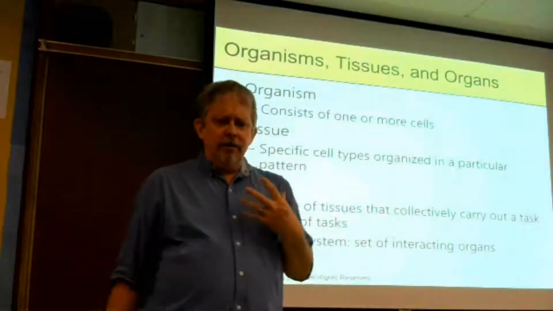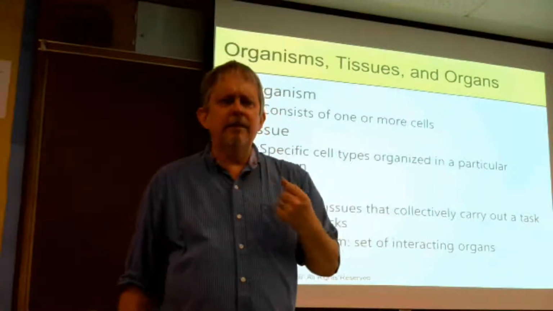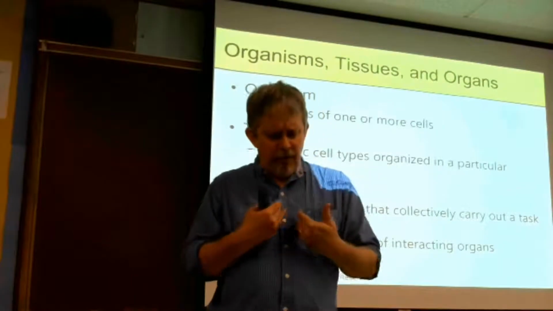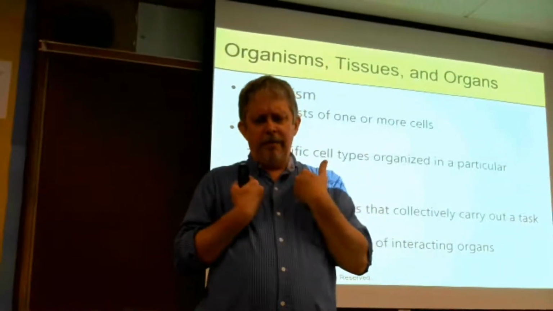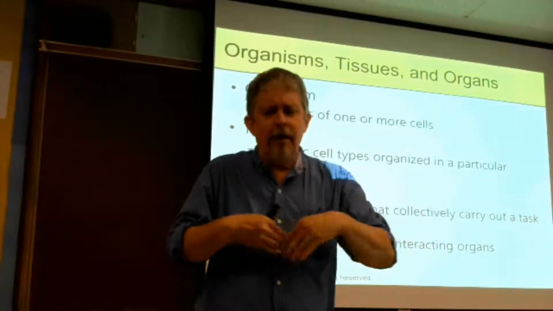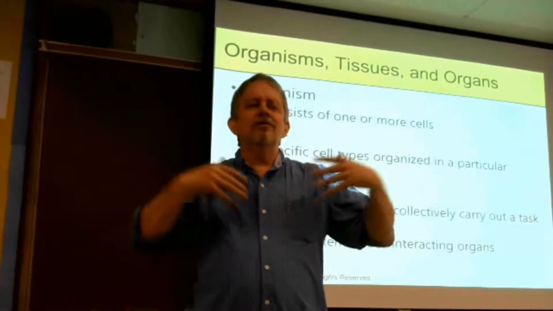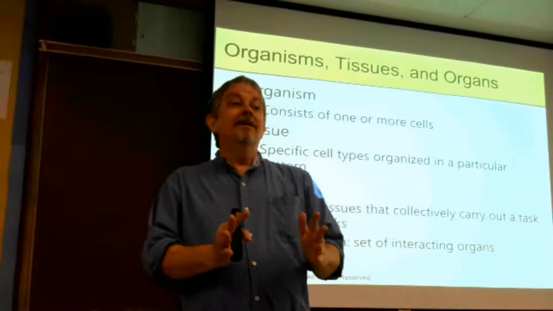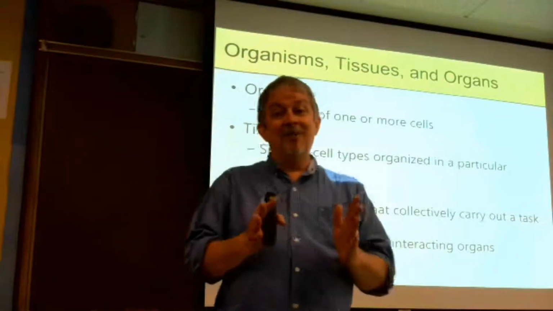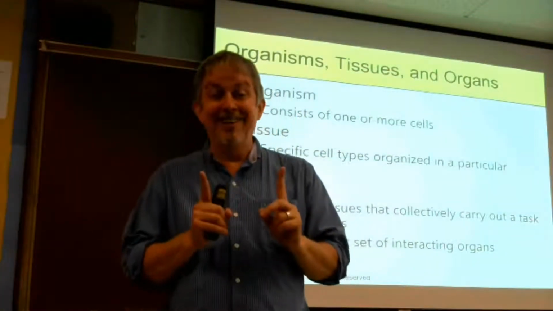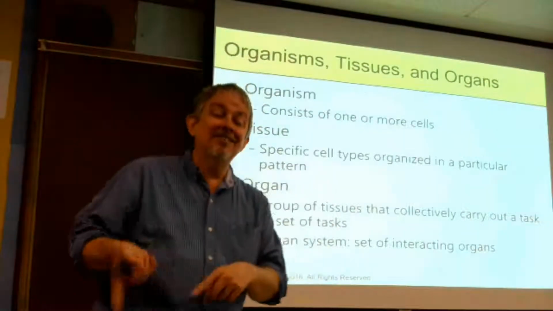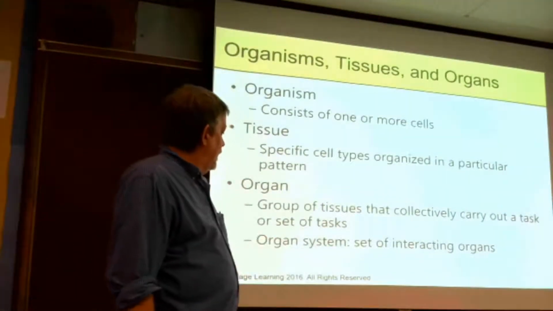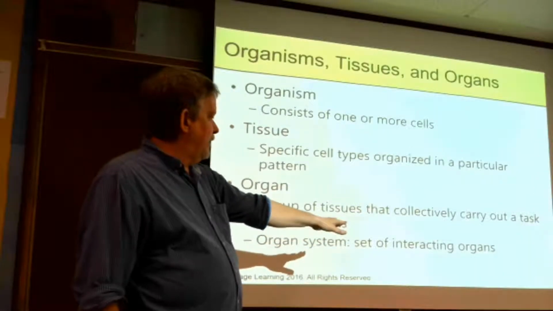Your heart is an organ. As it beats, it is pumping blood throughout your body. It pumps blood from your heart to your lungs to pick up oxygen, comes back to the heart, pumps it back out again to the rest of your body to deliver oxygen. Now, why is oxygen so important? We're going to discover as we go through this class, sugar. You have to have oxygen to break down sugars. So an organ system is a set of interacting organs.